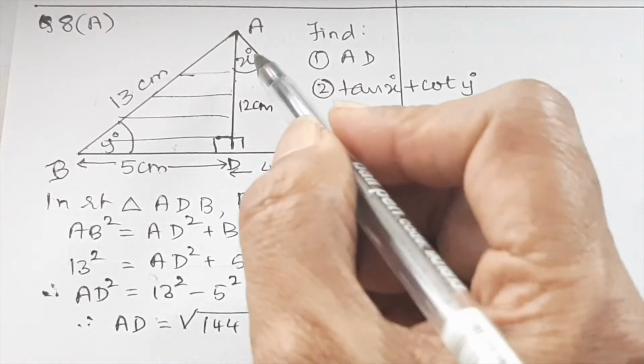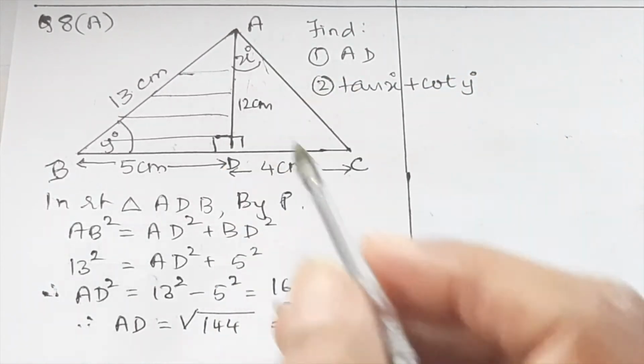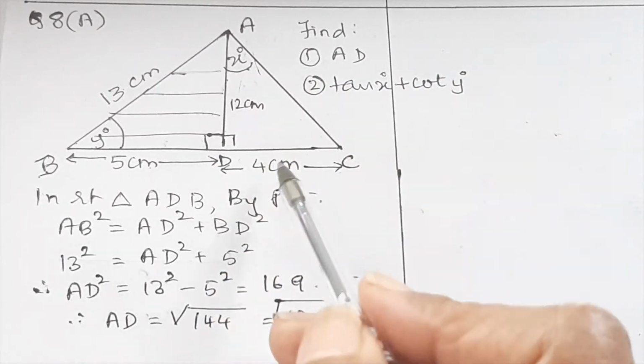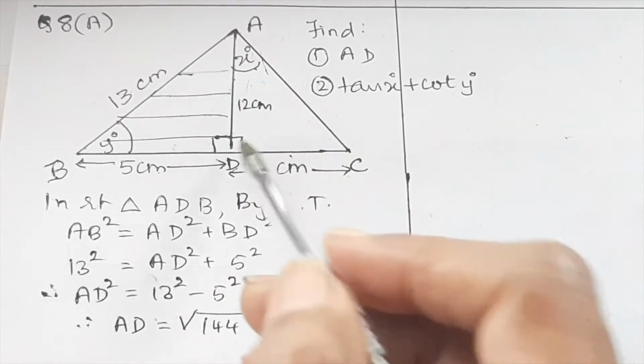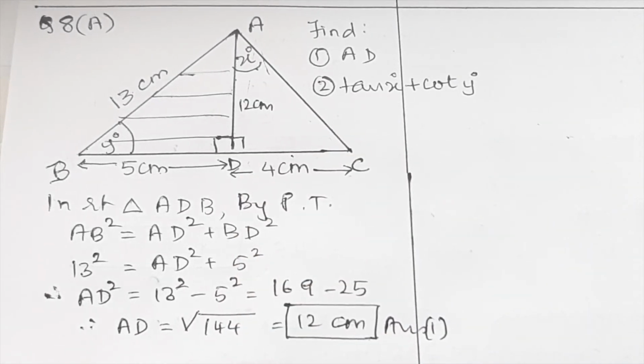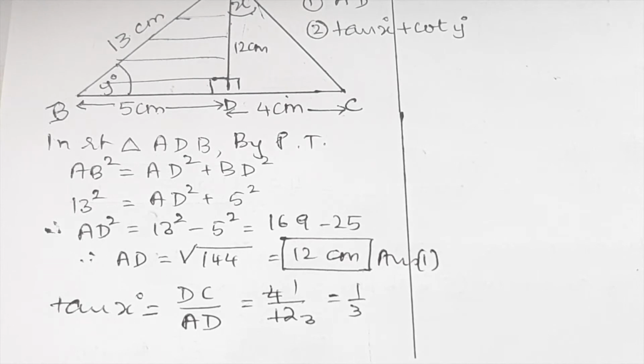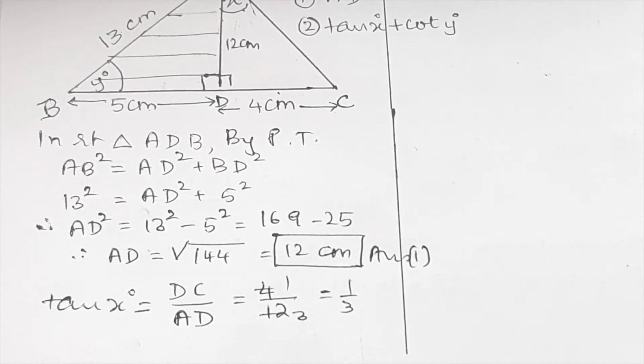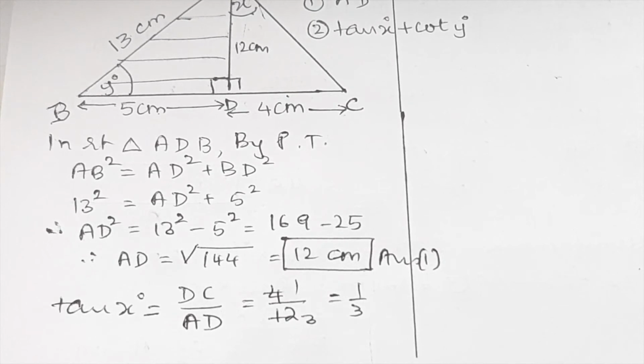So for tan x, we have to take this triangle and tan x will be opposite, that is DC upon AD. Okay, so we will say tan x degrees will be equal to DC upon AD, which is 4 upon 12, which is 1 upon 3.